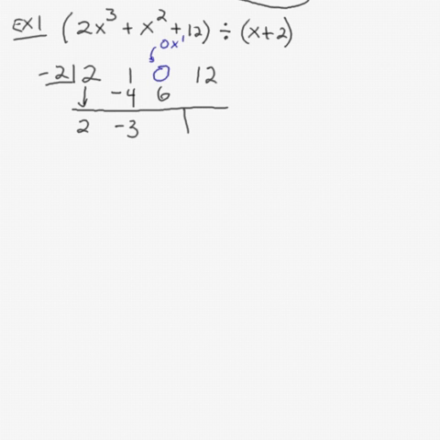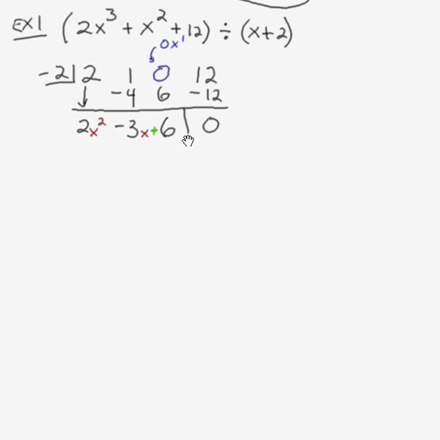0 plus 6 is 6. 6 times negative 2 is negative 12. That goes in the next column. And we add to get a remainder of 0, which means that my divisor divides evenly into my dividend. Well, let's pick up the rest of the quotient here.